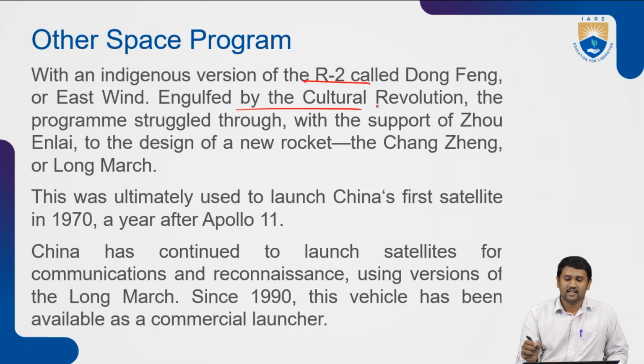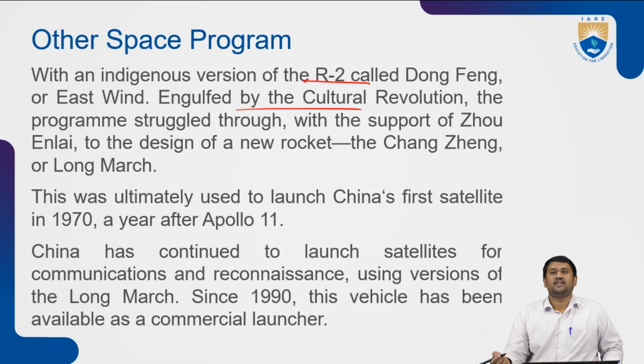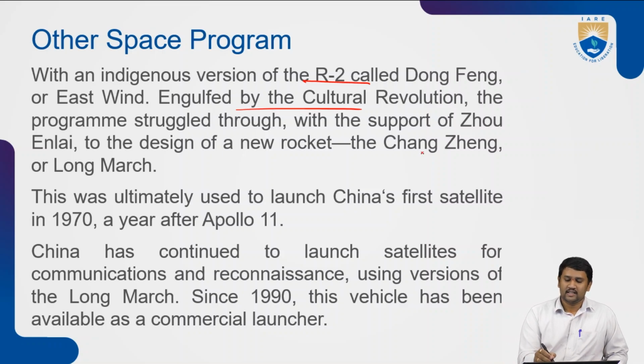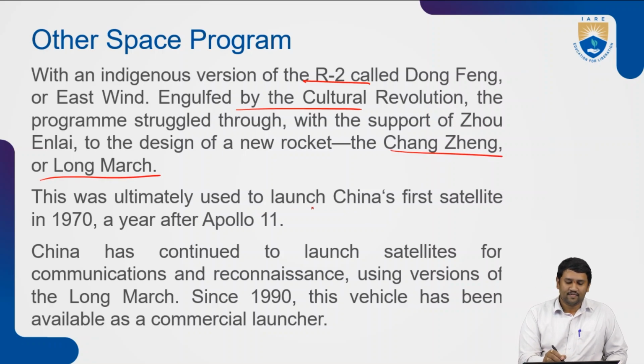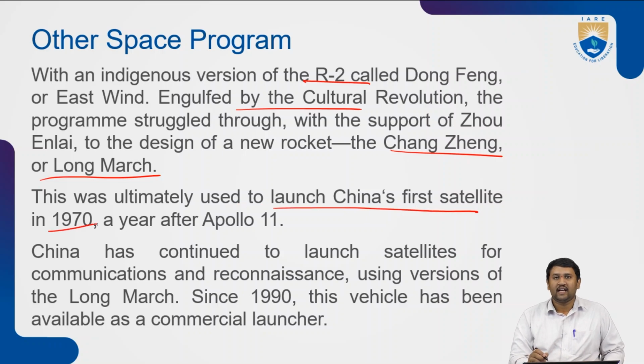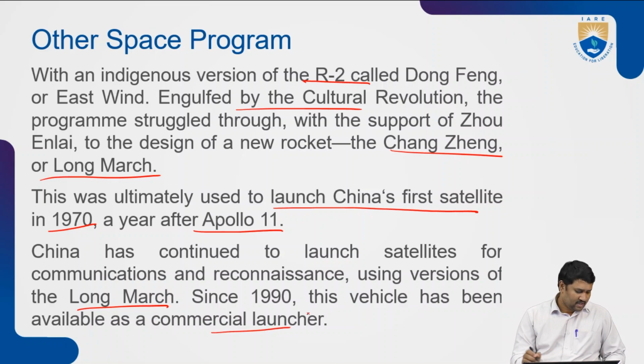Now, engulfed by the Cultural Revolution, the Chinese program struggled through, and with the support of Zhou Enlai, the design of a new rocket, the Changzheng, also called the Long March rockets, was made. It was ultimately used to launch China's first satellite in 1970, a year after Apollo 11. China has continued to launch satellites for communication and reconnaissance using versions of Long March since 1990. This vehicle has been available as a commercial launcher till date.